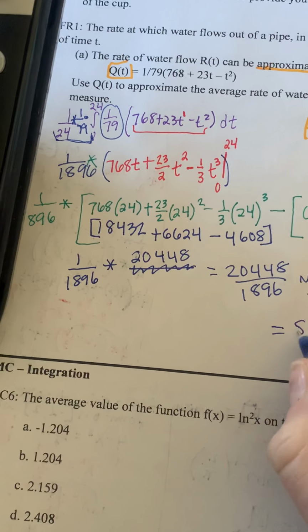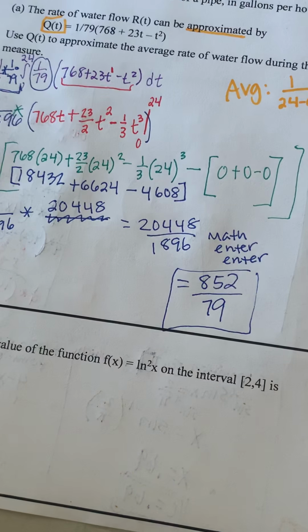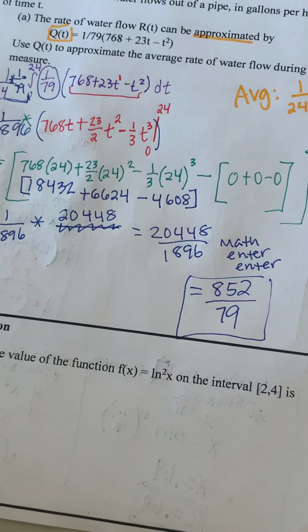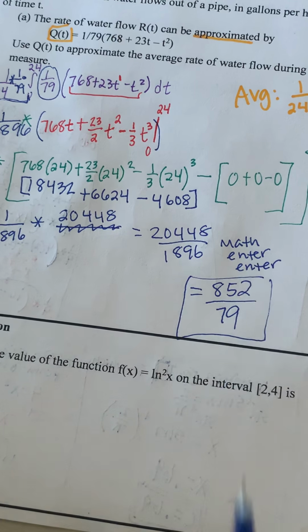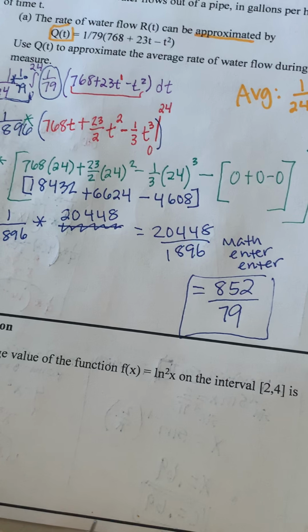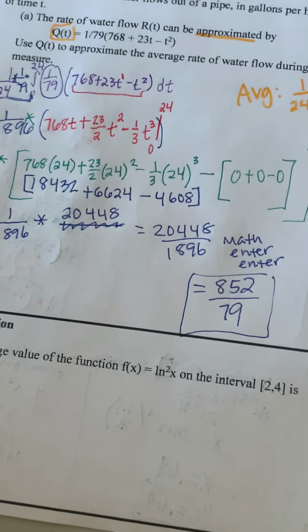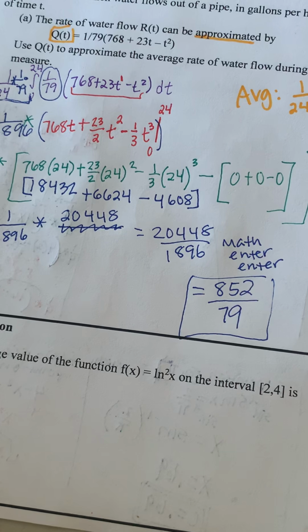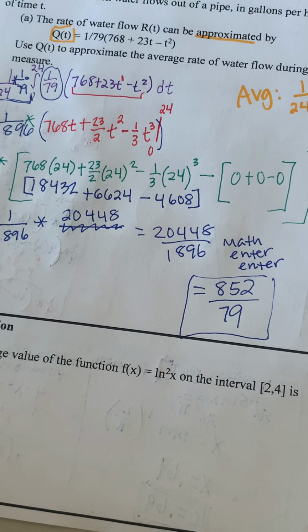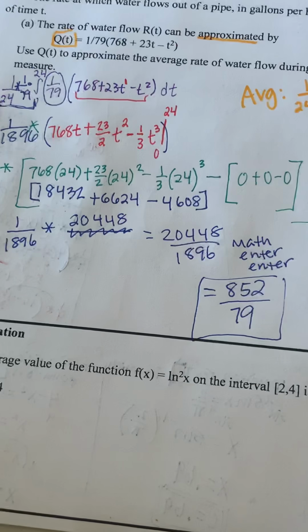I get 852 over 79. Okay. Hopefully that all worked out. I'm just checking real quick. Looks good. All right, cool.